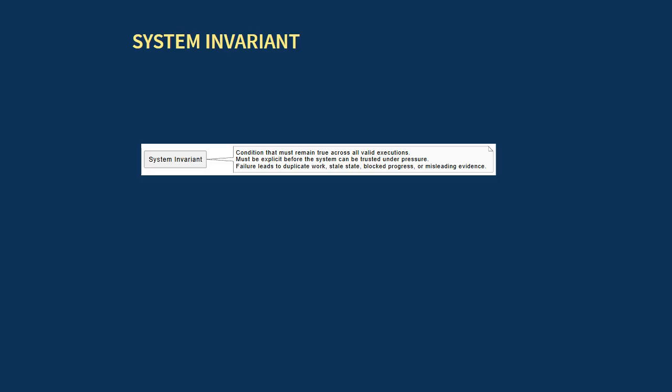A system invariant is a condition that must remain true across all valid executions. What if we forget to define these invariants? Then we risk allowing errors into our system, similar to the issues seen with encapsulation. Clear definitions are critical.